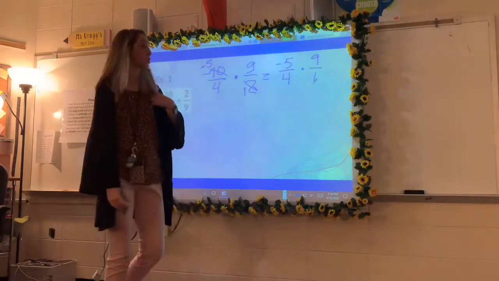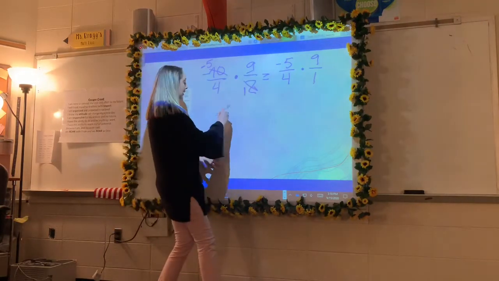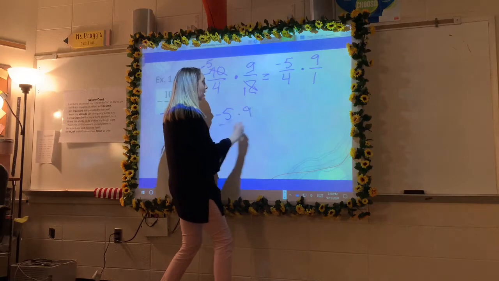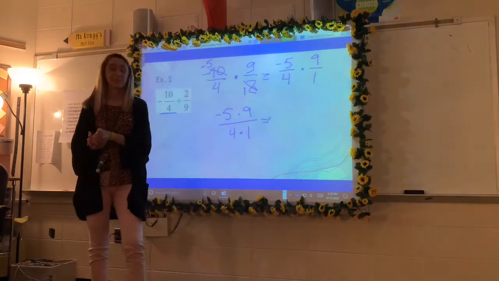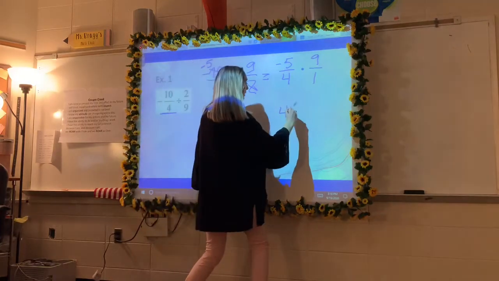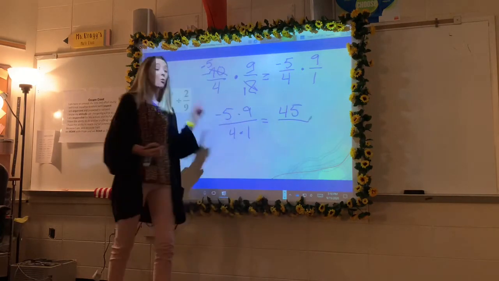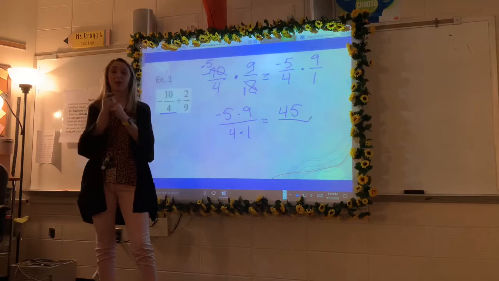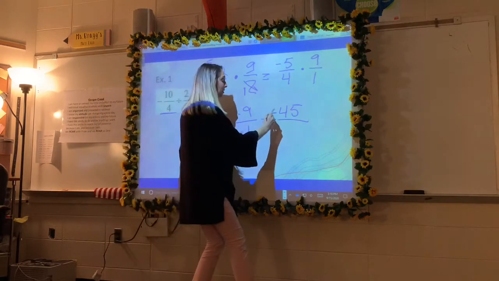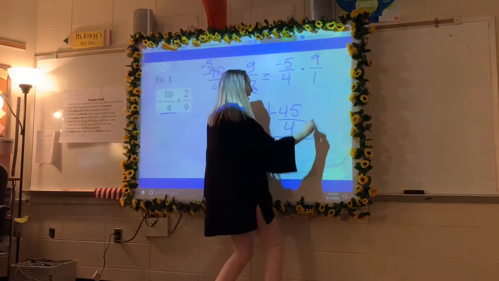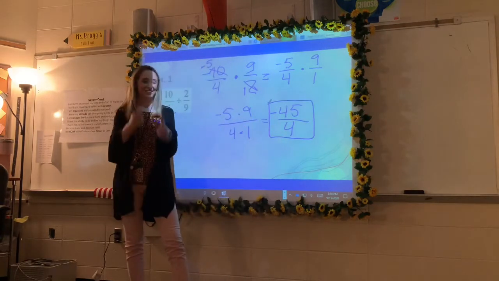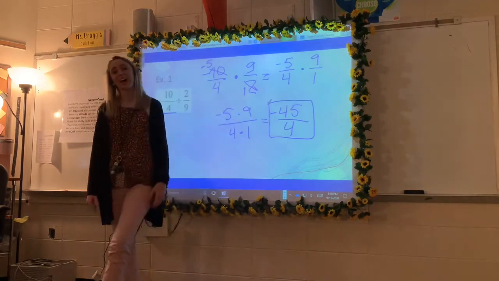So now we just multiply straight across. Negative 5 times 9 all over 4 times 1. Negative 5 times 9 is 45, and we have one negative and one positive, so when opposite signs multiply together, it keeps the negative. 4 times 1 would give us 4. We do not have to change it, so we're good to go. Your final answer is negative 45 over 4.